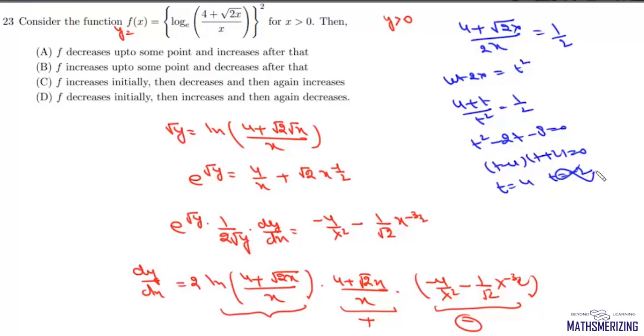So we won't consider t equals minus 2. The only option that we have here is t equals 4. And if we put t equals 4, we'll get x equals 8. So this function changes sign at x equals 8. Between 0 and 8, this value will be negative, and from 8 to infinity, this value will be positive. So this function decreases up to some point and then increases after that, and that's your option A.